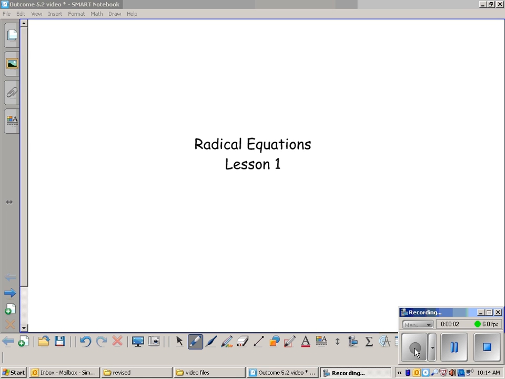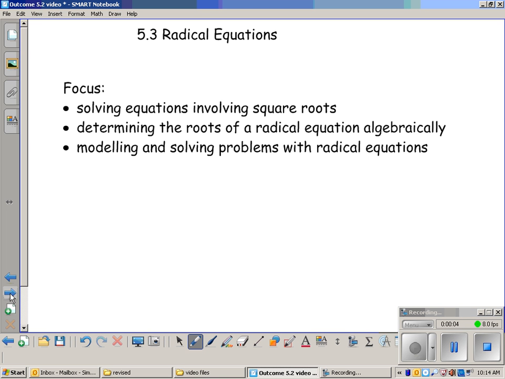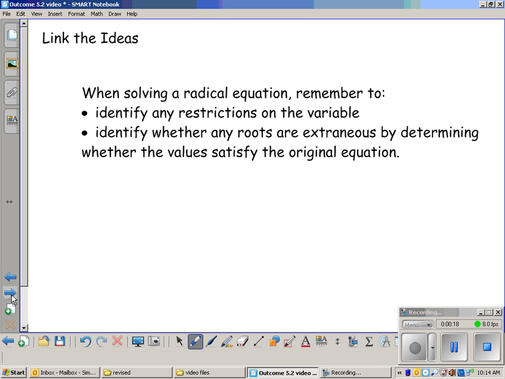Radical Equations Lesson 1. This lesson will focus on solving equations involving square roots, determining the roots of a radical equation algebraically, and modeling and solving problems with radical equations. When solving a radical equation, we must remember to identify any restrictions on the variable and identify whether any roots are extraneous by determining whether the values satisfy the original equation. That means that we must verify our solutions.